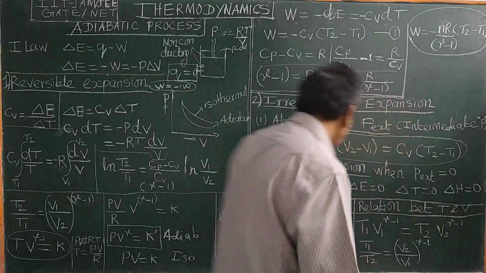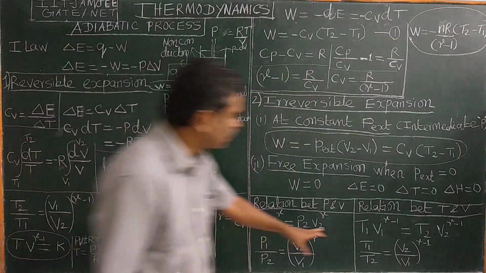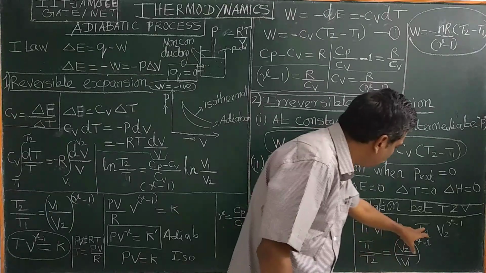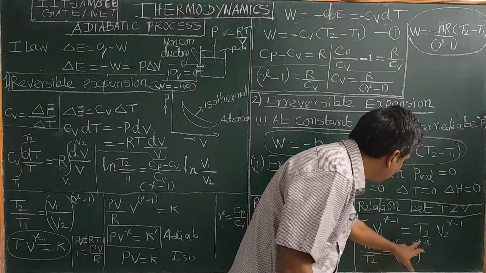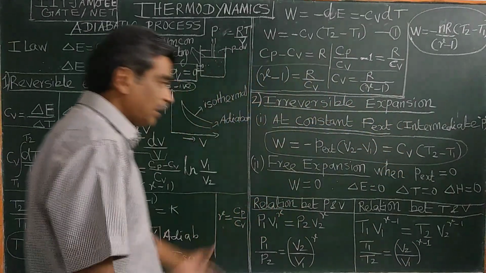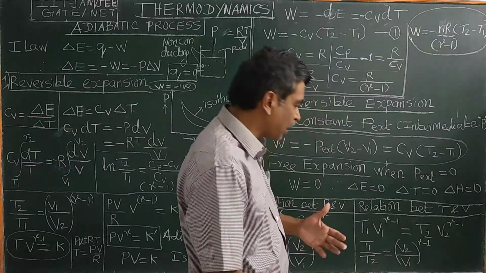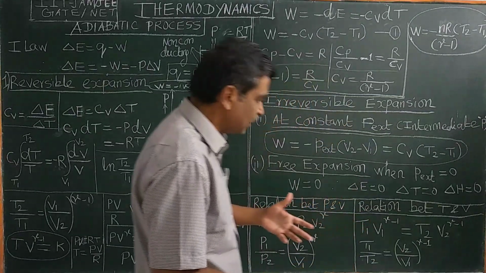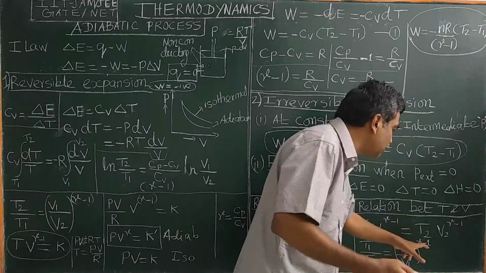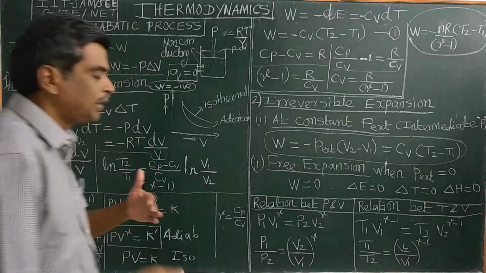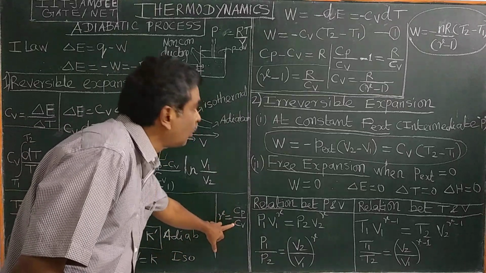Relationship between temperature and volume. For example, T V to the power gamma minus 1 equal to constant. Therefore, T1 V1 gamma minus 1 equal to T2 V2 gamma minus 1. Therefore, T1 by T2 equal to (V2 by V1) to the power gamma minus 1. They will ask problems by giving 3 of the 4 parameters and asking for the other parameter, and also they will ask what is gamma, the ratio of molar heat capacity at constant pressure and molar heat capacity at constant volume.